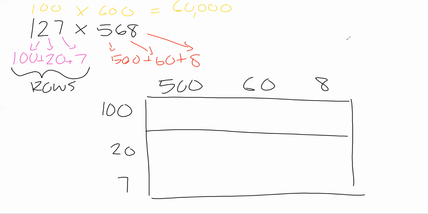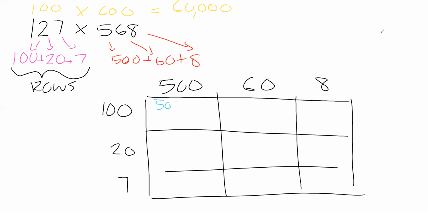I'm going to make my model nice and large, right? So I can see all the math that I'm doing. Now I'm going to do my rows times my columns, but again, I'm going to write all my multiplication sentences down first to help me. So this is a column of 500 times a row of 100, a column of 500 times a row of 20, and the column of 500 times the row of 7, right?